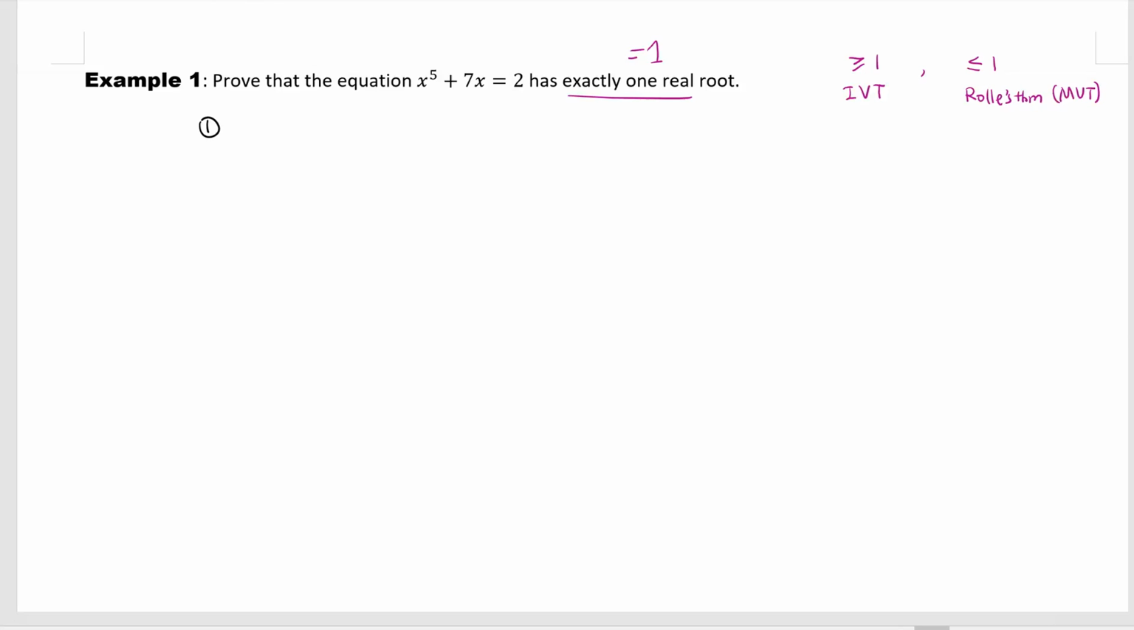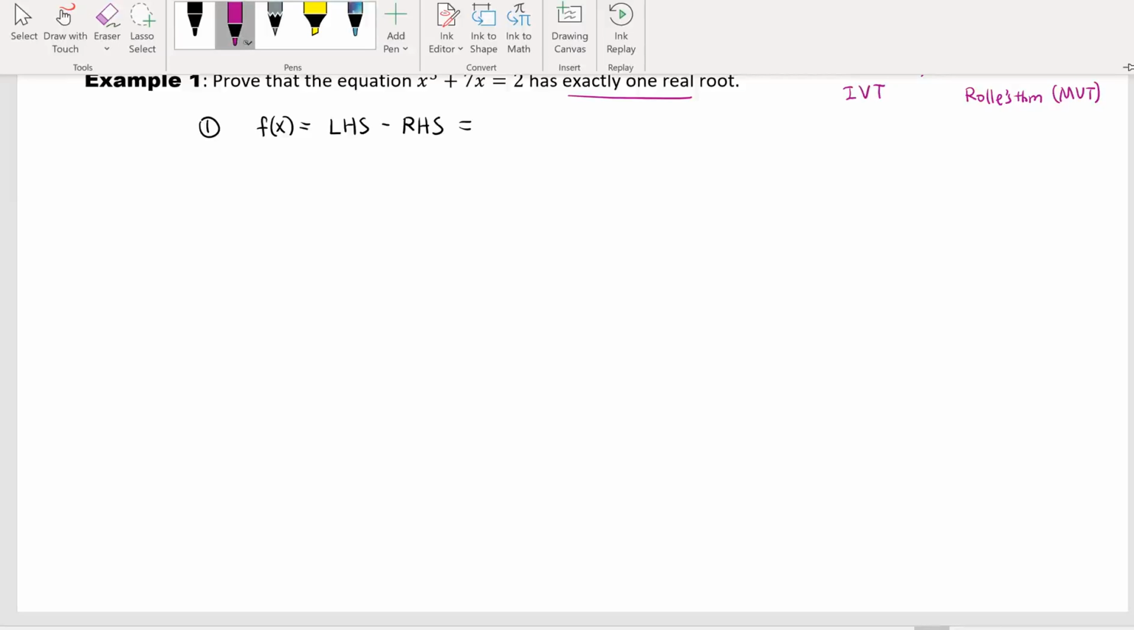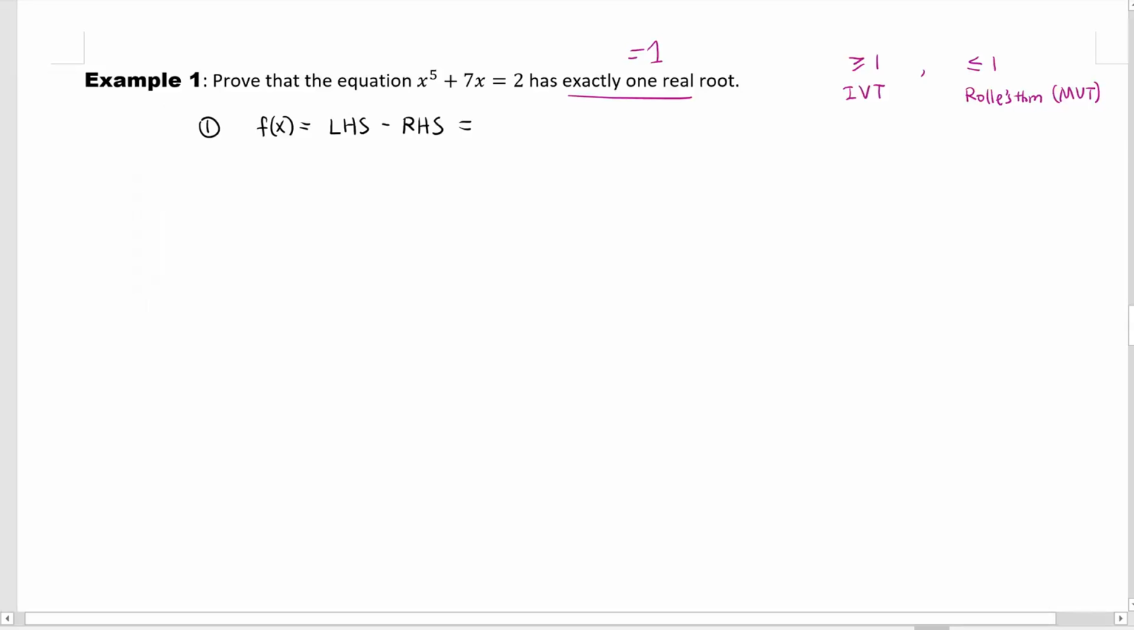First step, we want to define our function. So we define our function to be the left-hand side minus the right-hand side. To solve this kind of problem, like showing an equation has exactly one root, the steps are almost the same. So here I'm going to use green color to denote something new. When you see a different function, you just need to change the green part. The black parts stay the same. The left-hand side in our problem is x to the 5th plus 7x. The right-hand side is 2, so we subtract 2. So far so good. We use the left-hand side minus the right-hand side. That's the first step.